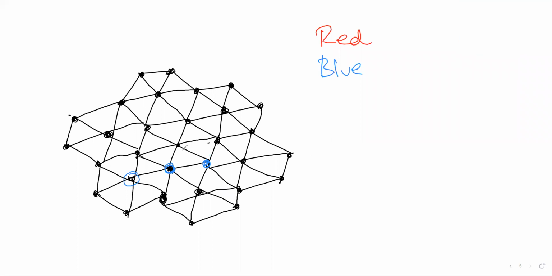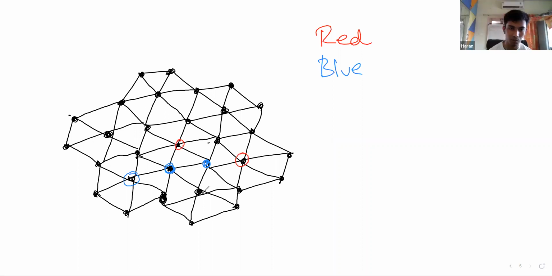Why not? Because these 3 points will form an equilateral triangle as well, right? So what you have to do is take one of them to be blue. But once again, this can't be blue because this would be an equilateral triangle. This can't be blue because this will form an equilateral triangle. So this has to be blue. Is that clear? So this has to be blue. Is that okay with everyone?